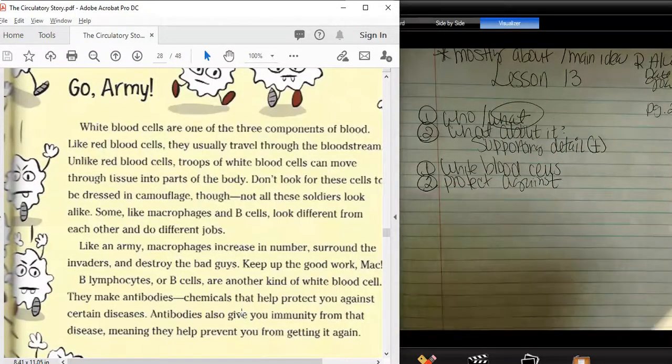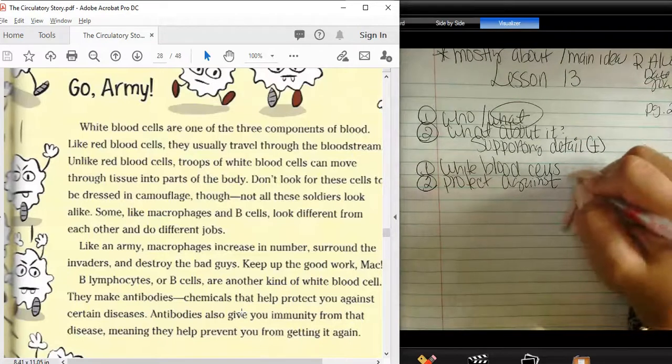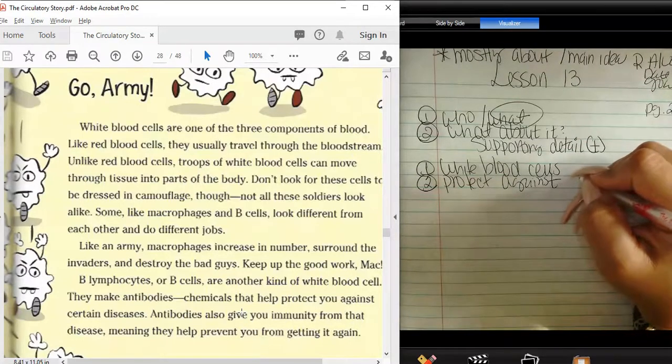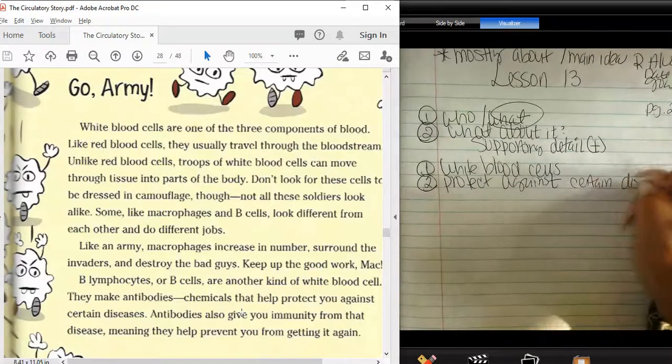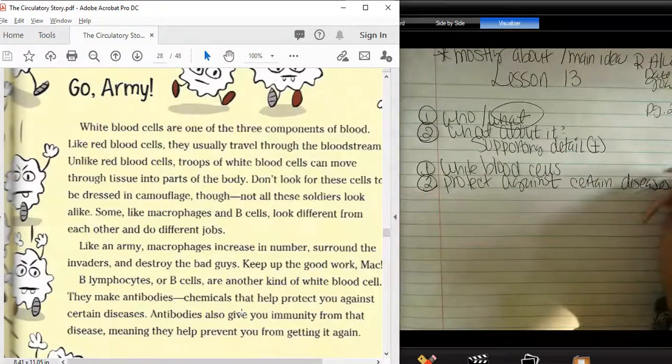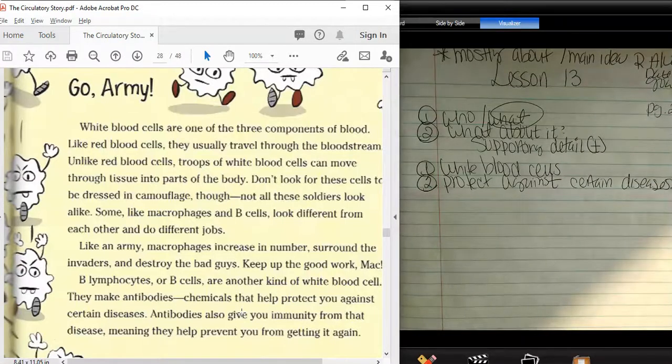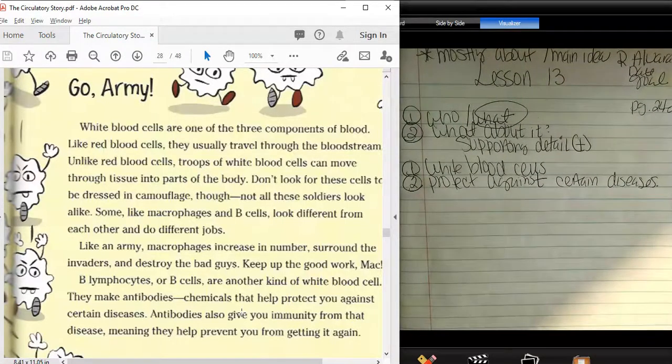Against bacteria, right? So let's go ahead and write that down. So I'm going to go ahead and write certain diseases. So I know right now we're living in the COVID-19, right? Some of us stay at home. We're trying to be safe, keep our social distances.